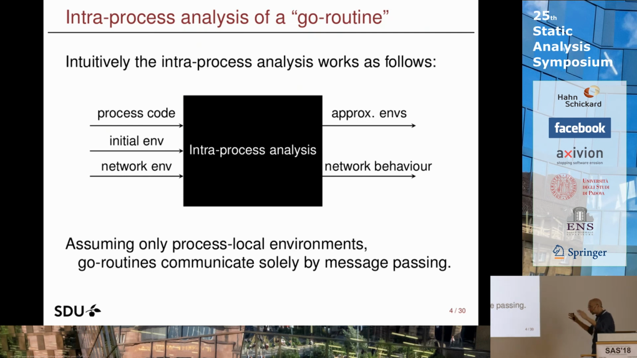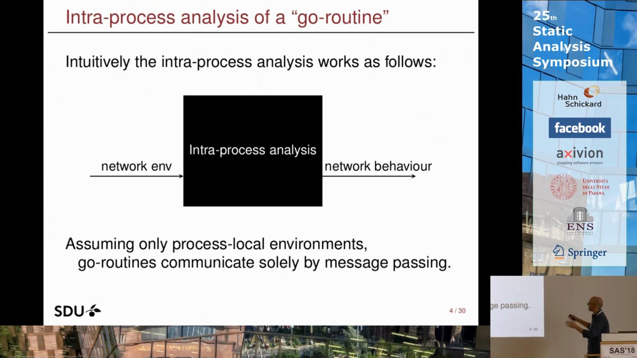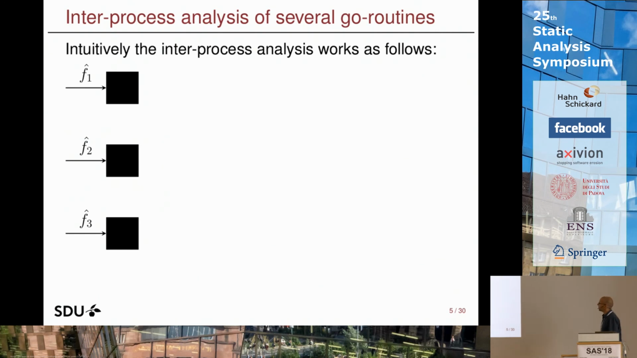Yeah, so in Go, I should say, if you do full Go, they also have global variables, but for the subset we consider, it's only communication by message passing, which means that the process code is not really going to change as we analyze, neither is the initial environment. So we can see it as this black box that for each process takes an approximate network environment description and computes a behavior for this particular process that we're analyzing. All right. So we can do that.